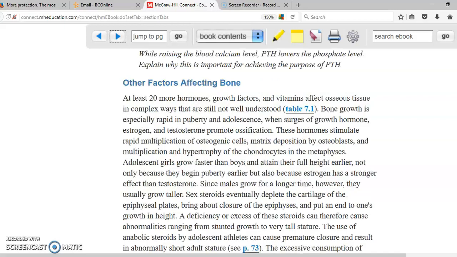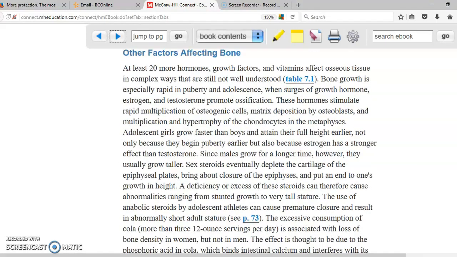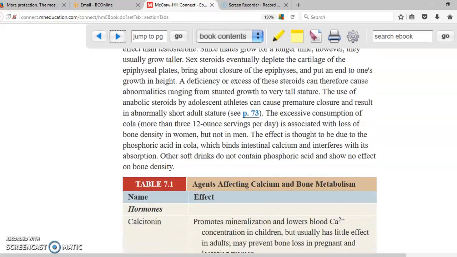It says other factors affecting bone. Obviously, in addition to the hormones that we were talking about, aging also affects this. The older you get, the more problems you're going to have with the calcium, whether you want it or not. Your vitamin D is not going to work properly. You're not going to absorb that much calcium at the level of your intestines anyways, just because your digestive system will not work the way it's supposed to.